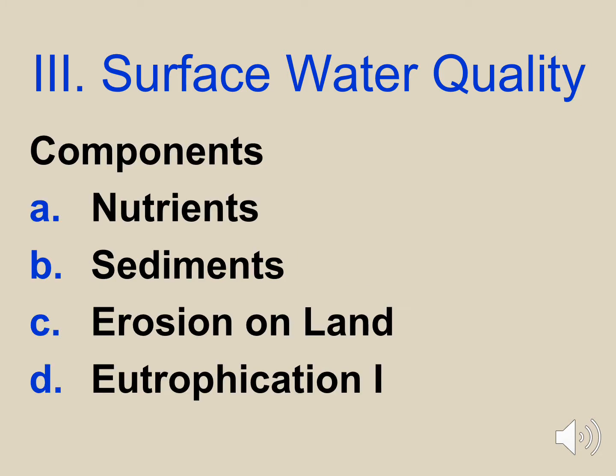So far, the components of surface water quality that we have covered in this class included a lecture on nutrients, a lecture on sediments, a lecture on erosion on the land, and today we're starting a series of 2 lectures on the process of eutrophication.